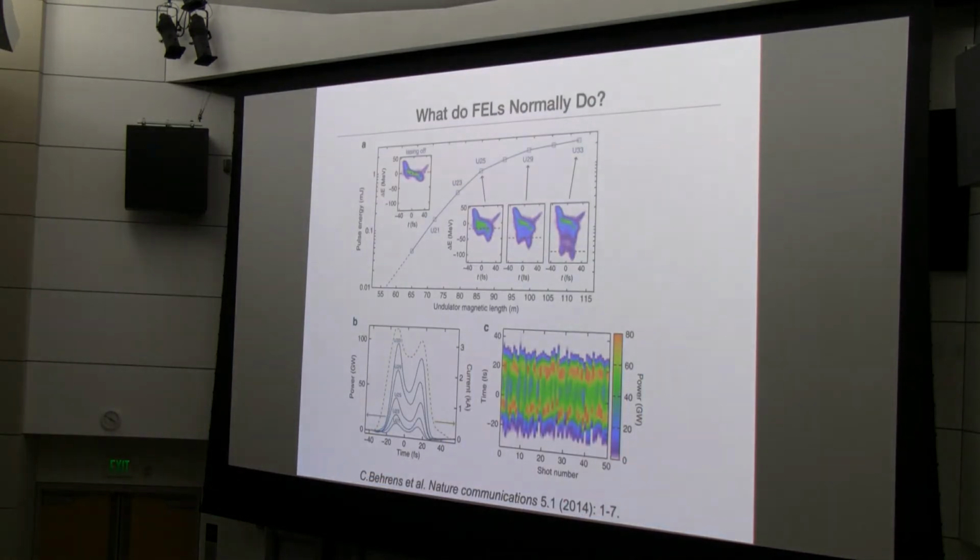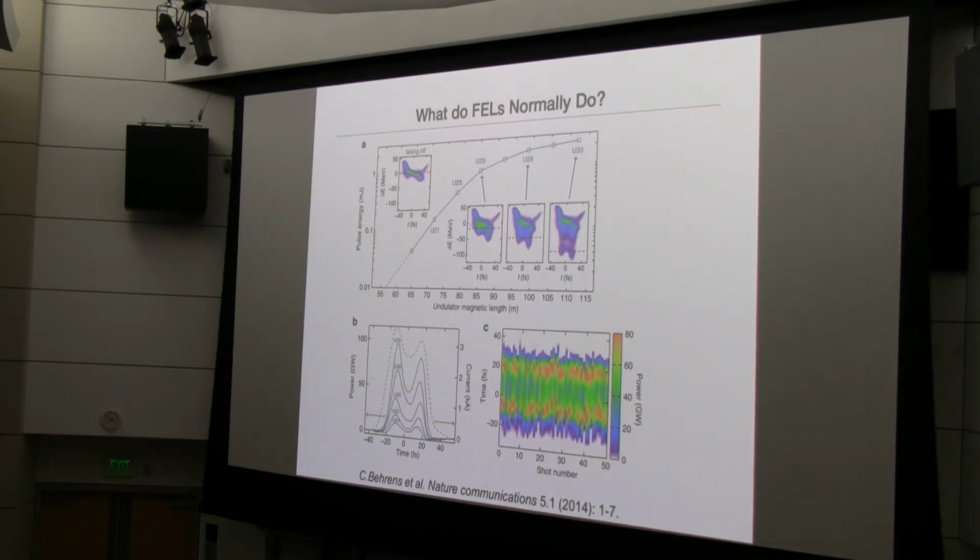Now, what does an FEL normally do? It doesn't do attosecond pulses. Attosecond pulses are an advanced capability, and it's a fruit of a lot of work from a lot of people. The FEL, granted, even the baseline mode of LCLS, is a very complicated device.